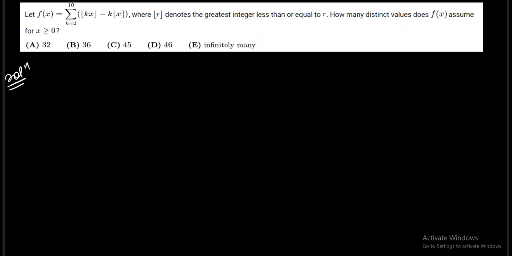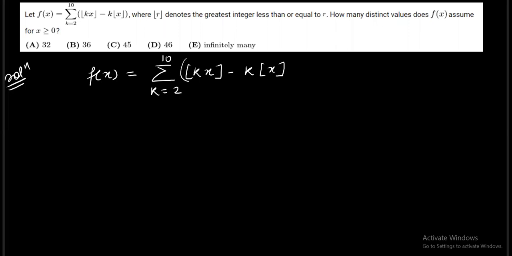First of all, we are just going to observe the function carefully. What is written? f of x is given to us as sigma, k is from 2 to 10, that is, k is an integer. Indirectly they are saying this. Then we have integral part of kx minus k times integral part of x. And x is a positive quantity or it can also be 0.